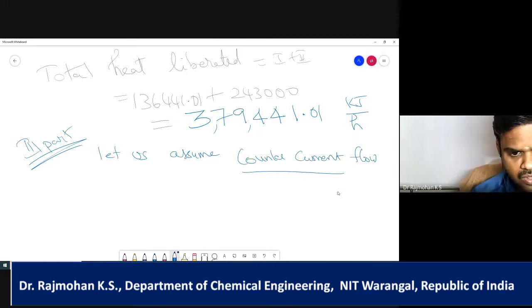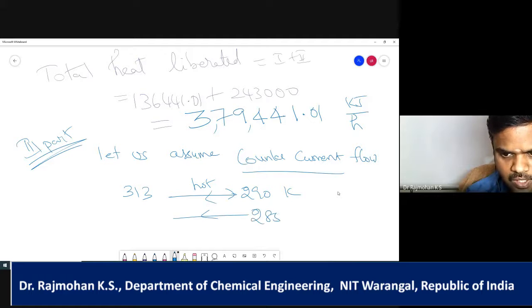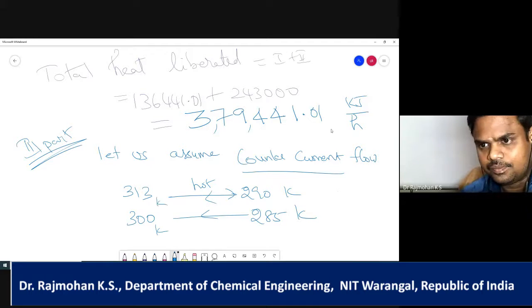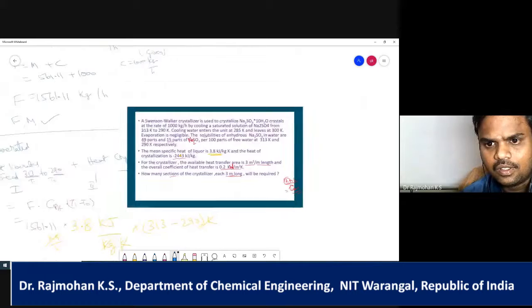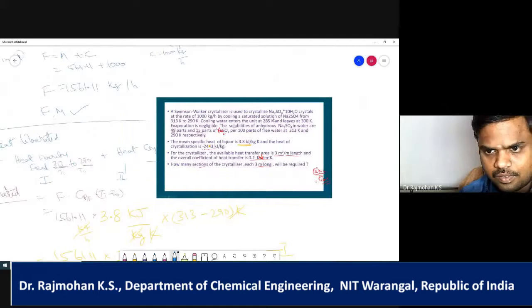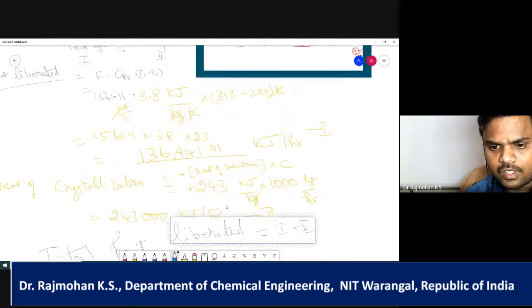So if you are assuming the counter current flow, what is happening? You have the hot fluid entering at 313 Kelvin and leaving at 290 Kelvin. What is happening with the cold fluid? It enters at 285 Kelvin and leaves at 300 Kelvin. Check, is it given in the question? Yeah. The hot fluid enters at 313 Kelvin and leaves at 290 Kelvin, and the cooling water enters at 285 Kelvin and leaves at 300 Kelvin. So that's what we have used.